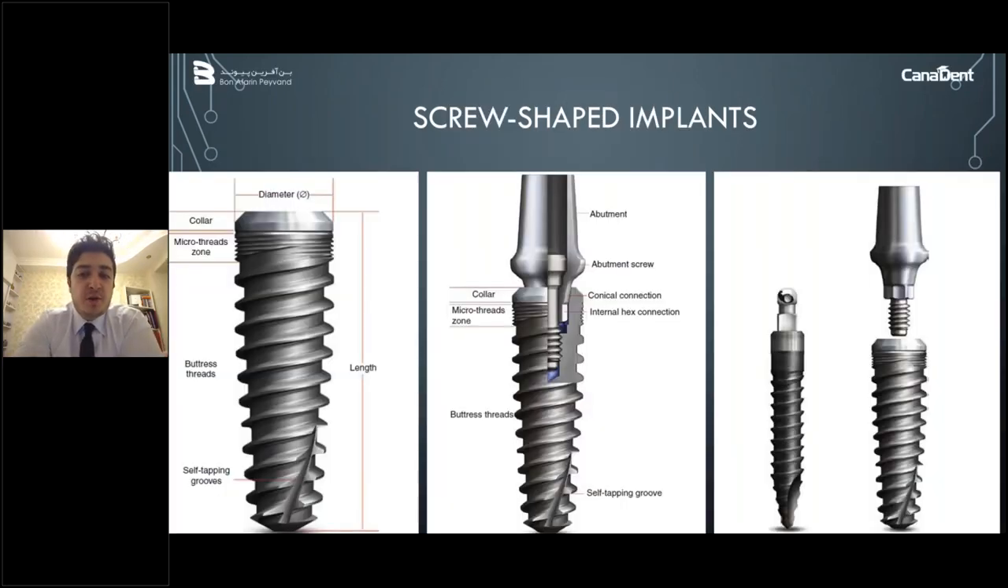Screw-shaped implants are the main type of dental implants used today. They differ in diameter and length, and they may be one piece, in which abutment and fixture are fused together, or two piece, in which they are apart.